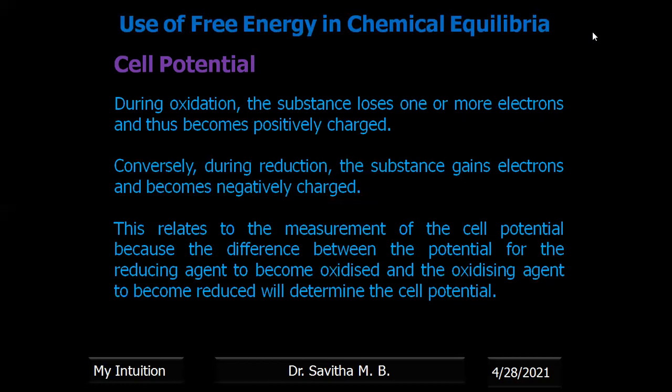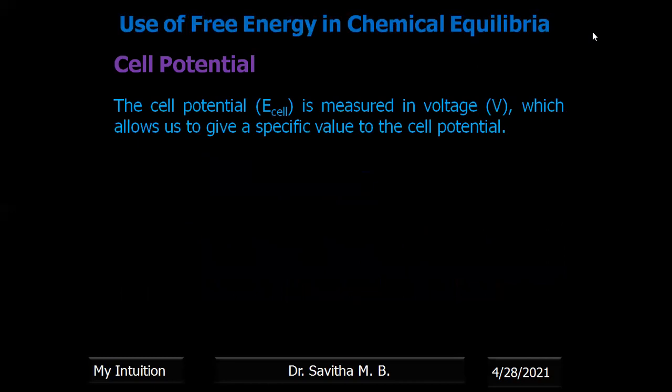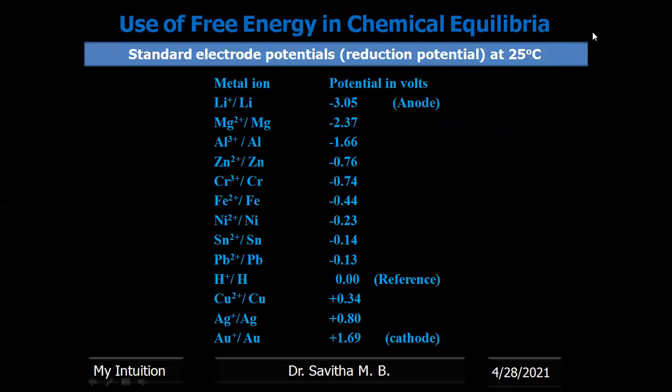If it is already positively charged, it will accept the electron, and they go to zero oxidation state. Then the cell potential is measured in volts, which allows us to give a specific value of a cell potential. That means if you have a specific anode and a cathode, then E cell will be a specific value which is fixed.